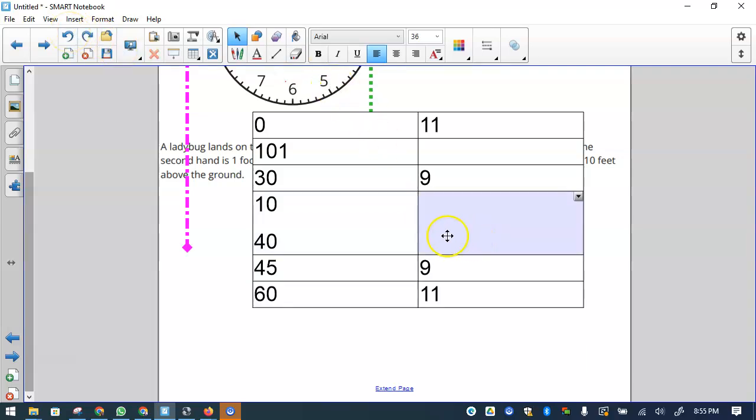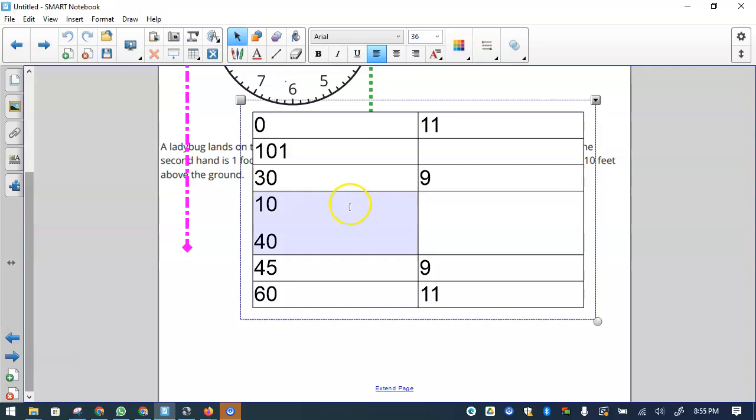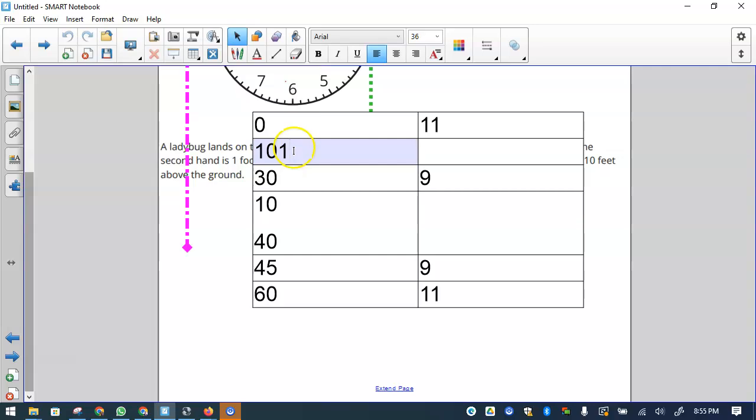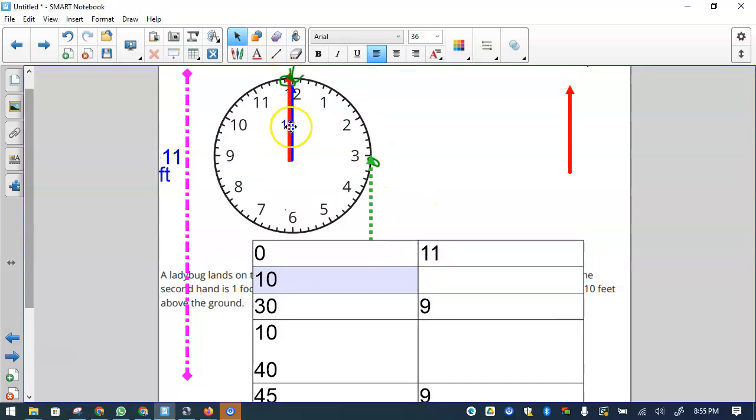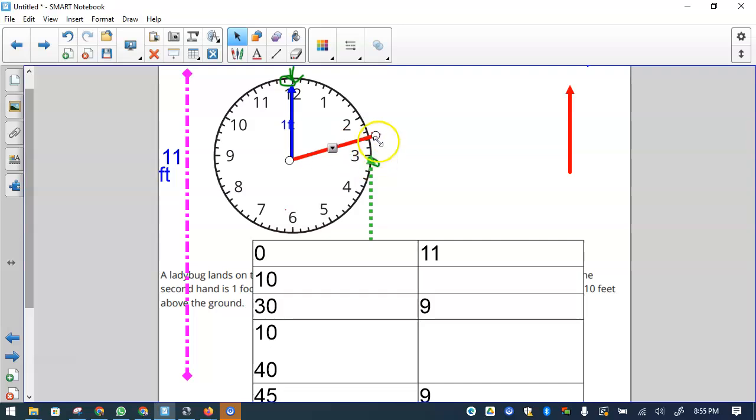So I wonder this whole, okay, 10. So if it is 10 foot and if it is 40, let's go back there and clearly see. So that means if this one, so 10 seconds is right here. So how high is it if it is 10?